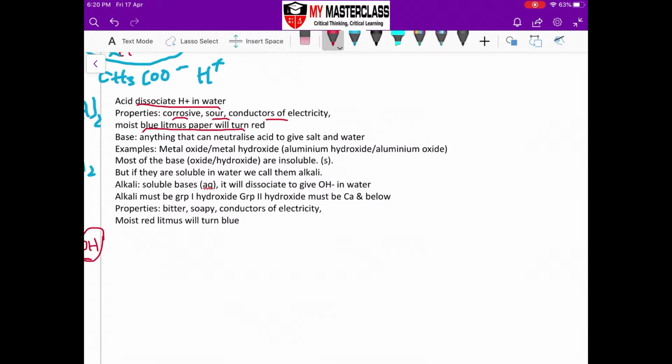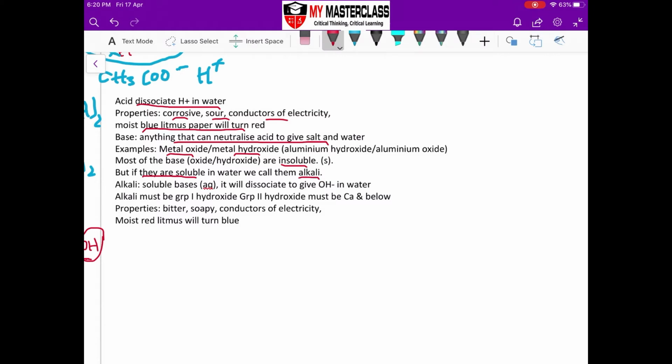Okay, a base is anything that can neutralize acid to give salt and water. So please note, all your metal oxides and all the metal hydroxides are bases. But bases, they are soluble bases and insoluble bases. Most of the bases are insoluble, but if they are soluble, we call them alkali.